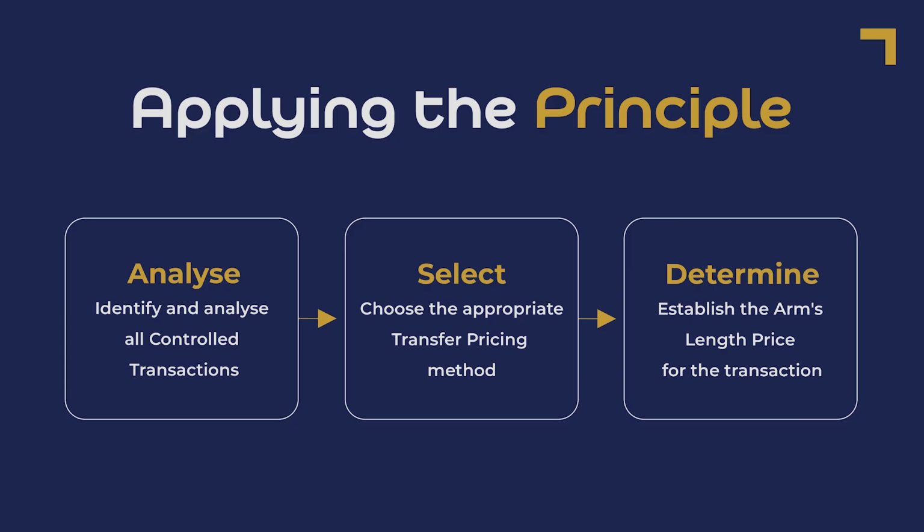This principle is applied in 3 stages. First, identify and analyze every controlled transaction: goods, services, loans, royalties, mapping the functions performed, assets used, and risks assumed. Second, select the most appropriate transfer pricing method. Commonly applied OECD-recognized methods include comparable uncontrolled price method, cost-plus method, transactional net margin method using cost-based PLI, among others. And then finally, determine the arm's length price based on comparable market data and document how you arrived at it.